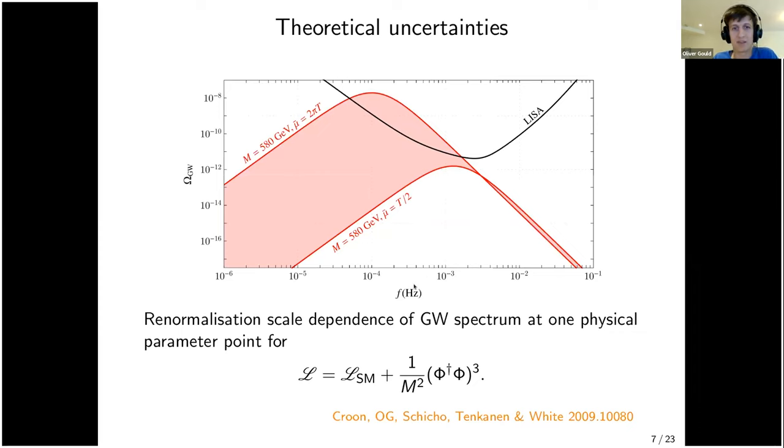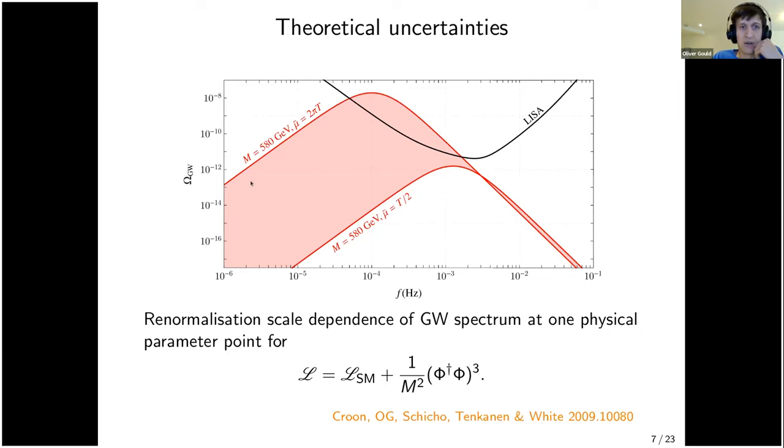We can go a bit further. Here's a study from another paper looking at some kind of toy model where we take the standard model and we add a Higgs to the six operator with a coefficient 1/m², where m is some fixed number. So this is one physical parameter point. And then if we vary the renormalization scale at that one physical parameter point, we get an uncertainty band. And this red band is that uncertainty band.